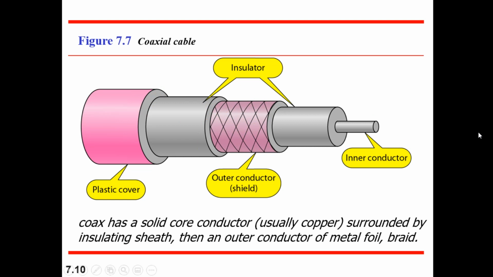The main transmission goes through this internal or core conductor. The second conductor is just to complete the circuit and absorb any external interference.